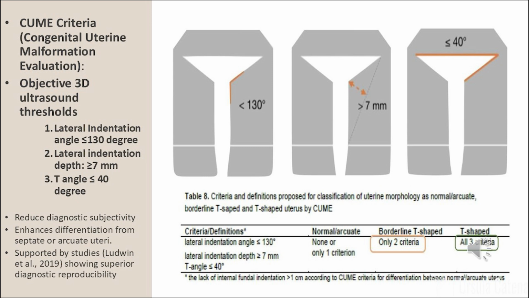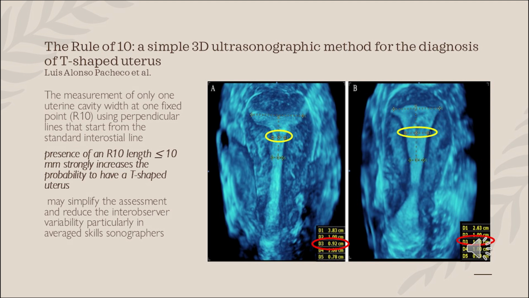Then came this paper from Luis Alonso, the rule of 10. He tried to simplify this diagnosis by only including two measurements. He drew a line joining one ostia to the other ostia, and this is the interostial line, and at a distance of 10 millimeters from this interostial line, another transverse line in the uterine cavity was drawn and the measurement was taken. If the measurement of this cavity width was less than 10 millimeters, it was considered a T-shaped uterus. In case of a normal uterus, it measured more than 10 millimeters.